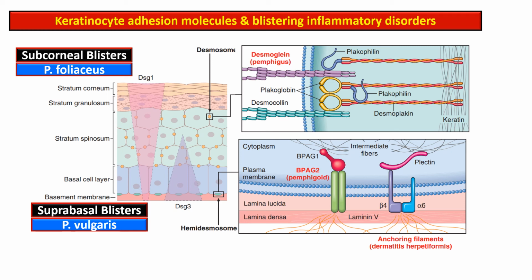When there are antibodies against this bullous pemphigoid antigen 2, there is formation of the blisters that are at the level of the lamina lucida of the basement membrane. While when there are antibodies against the anchoring filaments, these antibodies will result in the disease dermatitis herpetiformis. These are usually IgA antibodies.